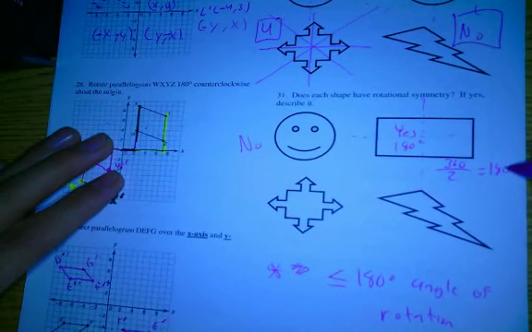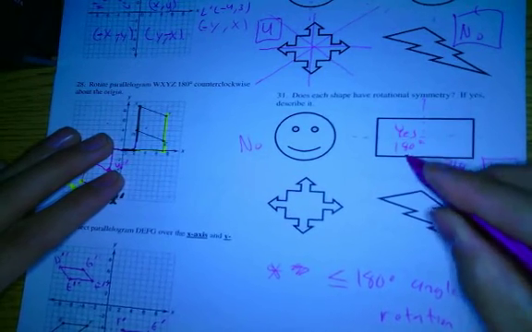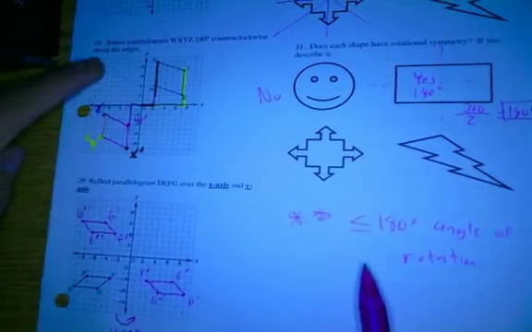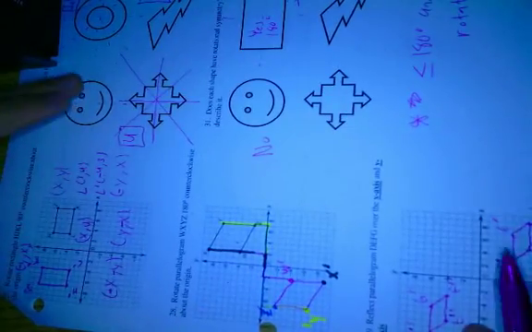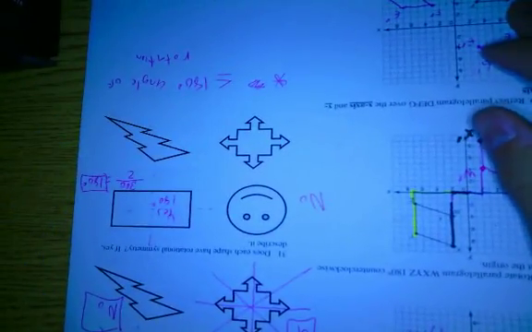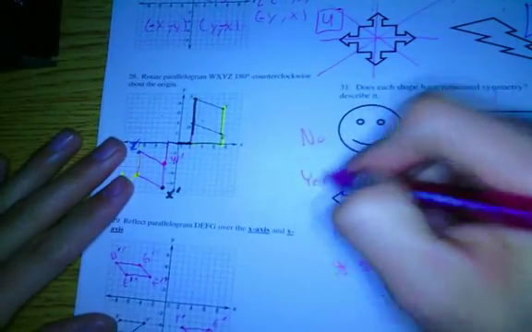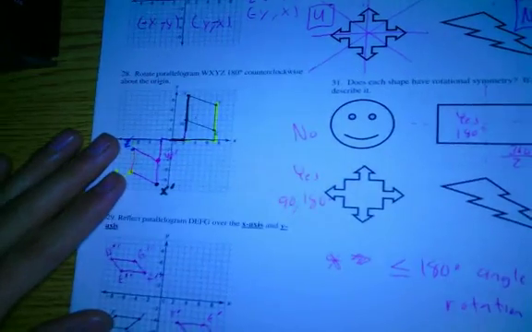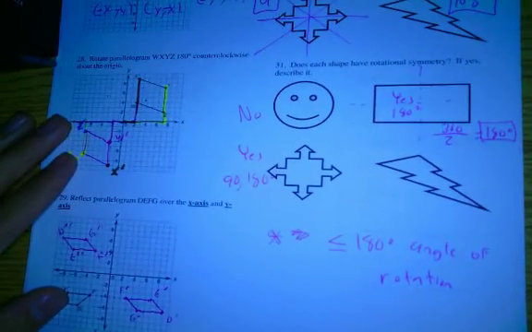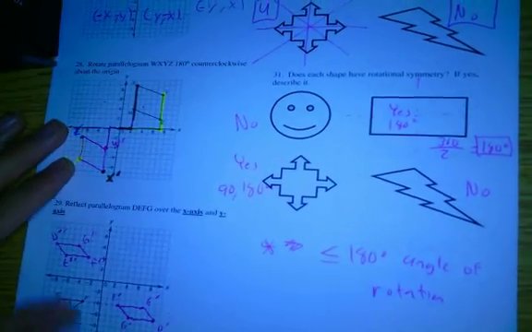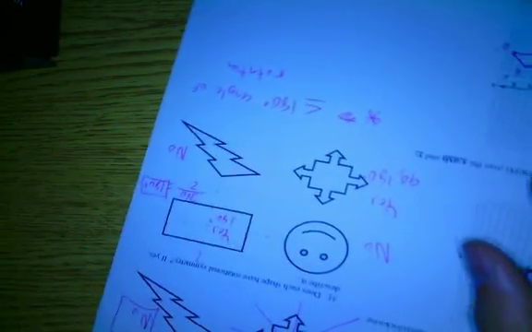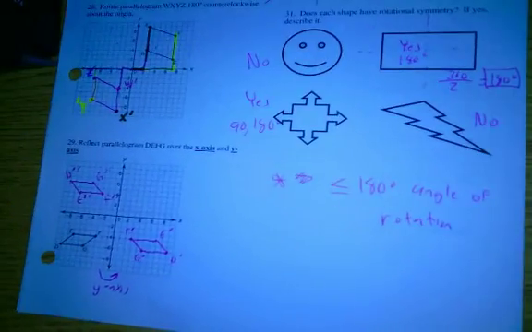Okay? This one is actually very simple. If you rotate 90 degrees, it will look exactly the same. If you rotate another 90 degrees, it will look exactly the same. So that means that this one will be yes, and it will be every 90 degrees, so 90 and 180 degrees. The thunder will be a no. Check this out. No matter how I rotate this paper, it does not look the same until I rotate 360 degrees.